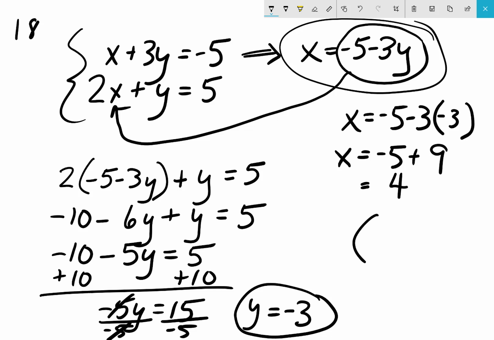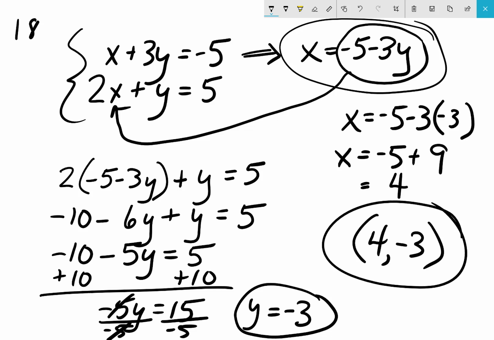So the answer is 4, negative 3. In parentheses, with a comma, x comes first, y comes second. And you can go back and check that this actually works in both equations. If you look at the first equation, it would be 4 minus 9 equals negative 5. If you look at the second equation, it would be 8 minus 3 equals 5. So it definitely works in both equations.